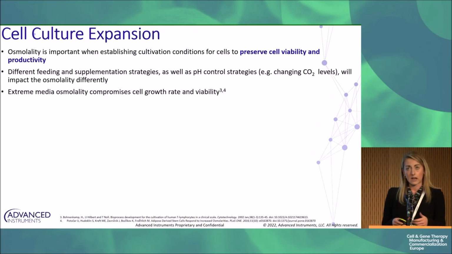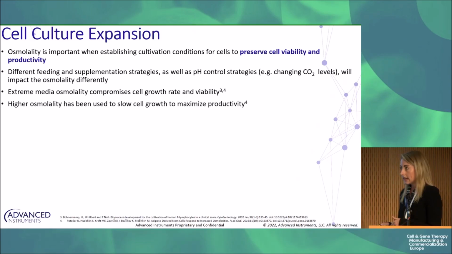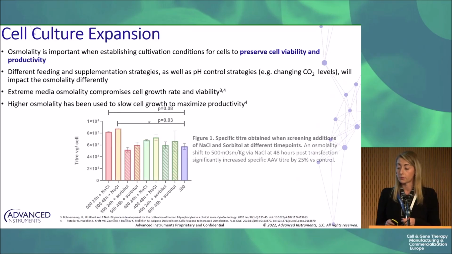So ideally, for your osmolality result, you're looking at potentially between 280 and 320 milliosmoles for your cell culture. However, there is literature now that shows that higher osmolality has been used to slow growth to maximize productivity. There is a lot of literature out there, again, in the mAb workflow space, looking at shifting osmolality to a higher value to then improve mAb titer and productivity. We wanted to do some studies in-house, and we did this alongside Cell and Gene Therapy Catapult, based on the cell and gene therapy workflow.